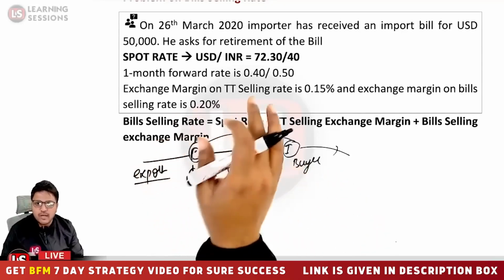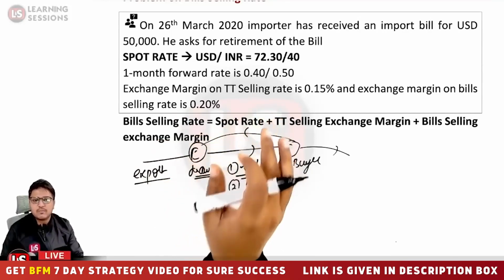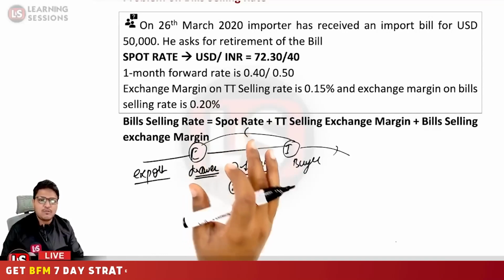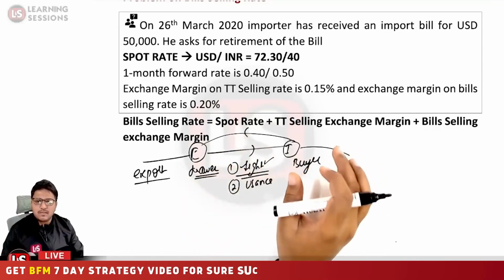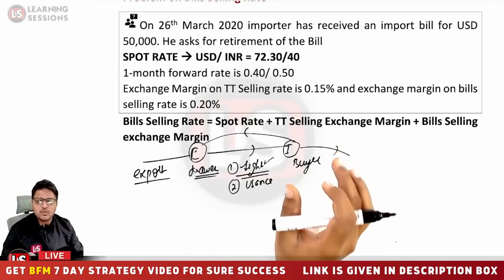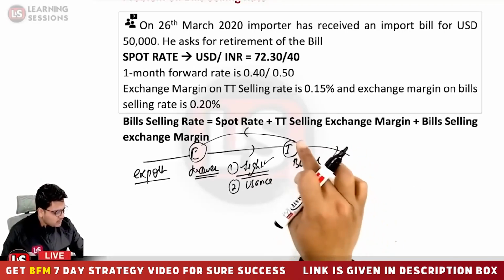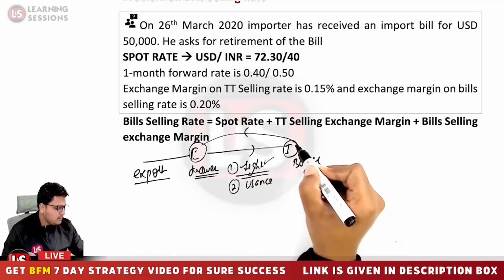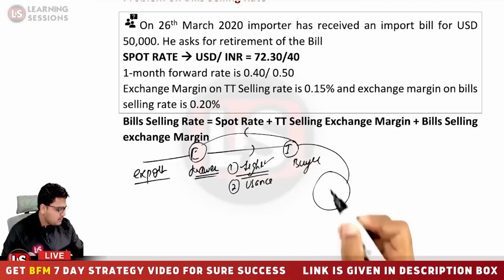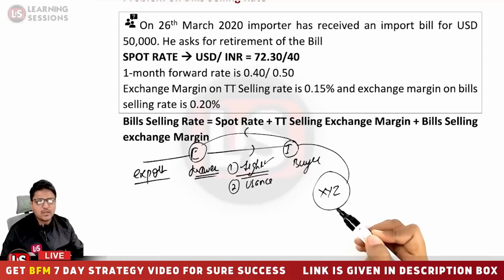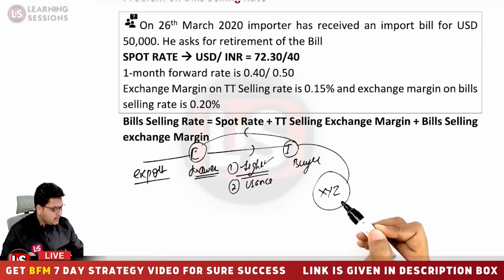Further, the spot rate is given, and the 1 month forward rate is given. It is mentioned that the exchange margin on TT selling rate is 0.15%, and the exchange margin on bills selling rate is 0.20%. Now what will be the scenario? The importer wants to pay off the amount to the exporter. So the importer visited his bank, let us take the case of XYZ bank, and said that he wants to pay off the liability.